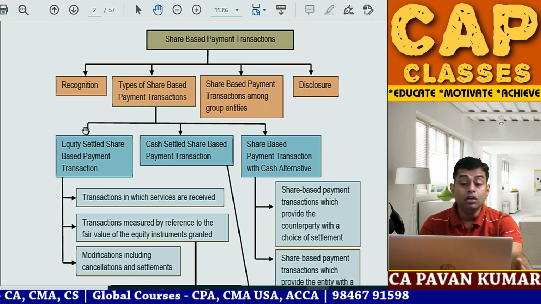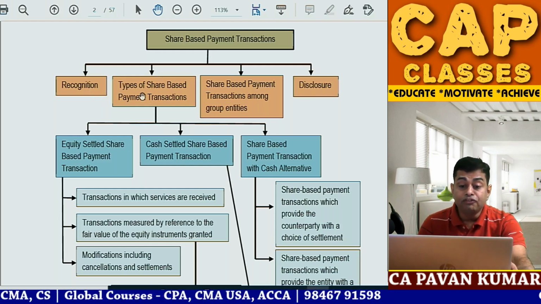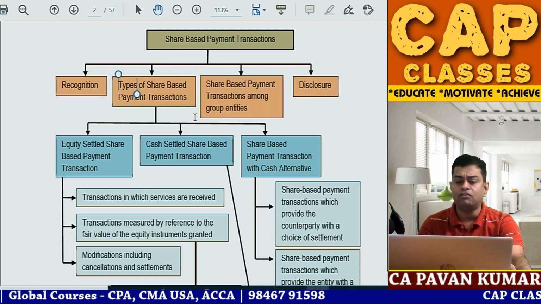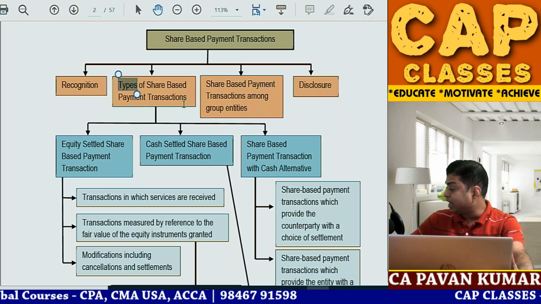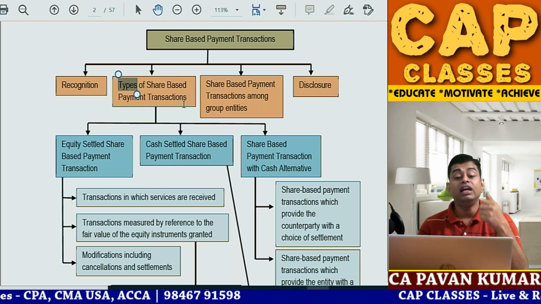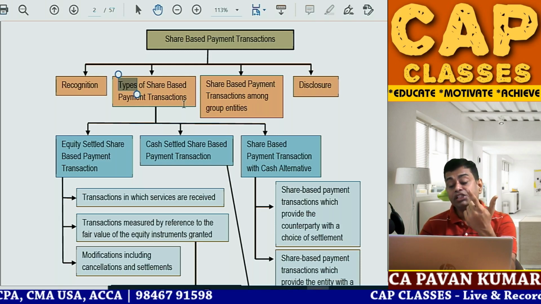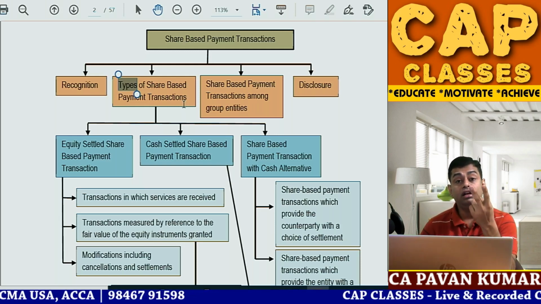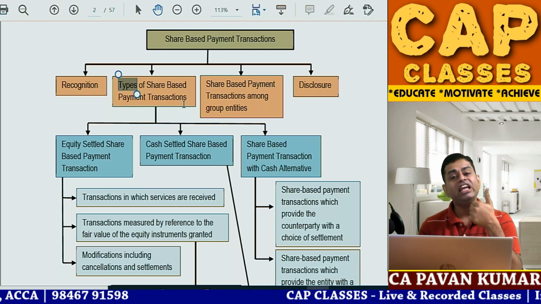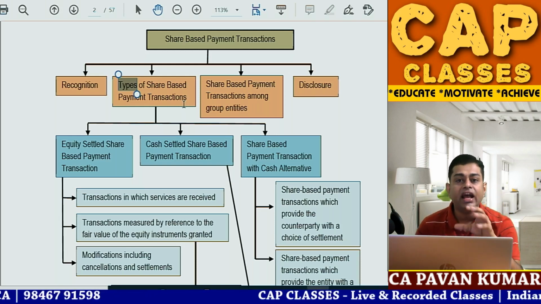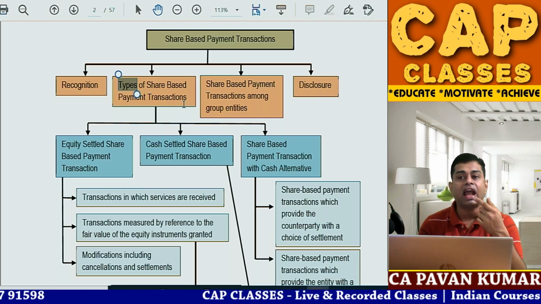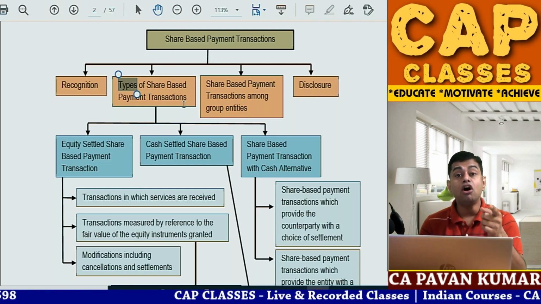Now look here. First recognition, the second one is types of share-based payments. You might have already seen this in your CA Inter. How many types of transactions are there? 3 transactions. What are they? Equity settled, cash settled, then equity settled with cash alternative. You remember, the first one is equity settled. I will give you shares. The second one is cash settled. I will give you cash based on the value of shares.